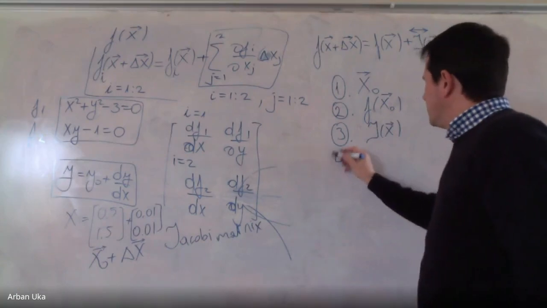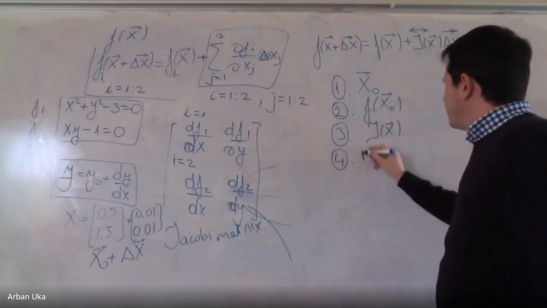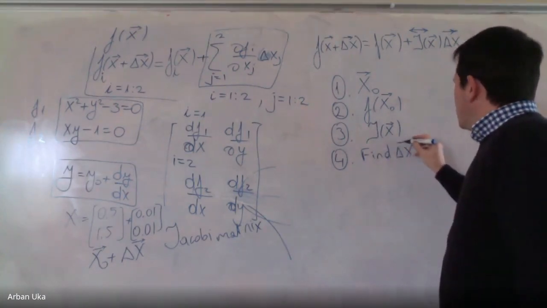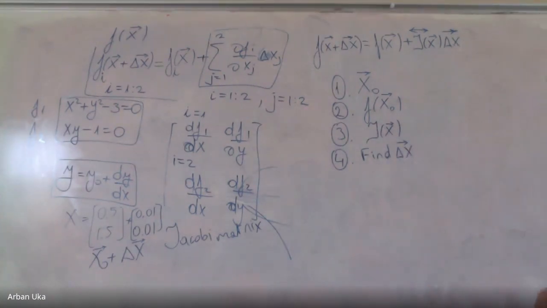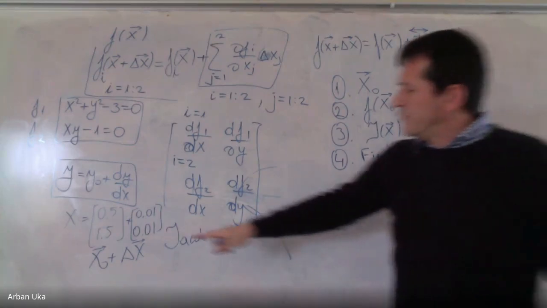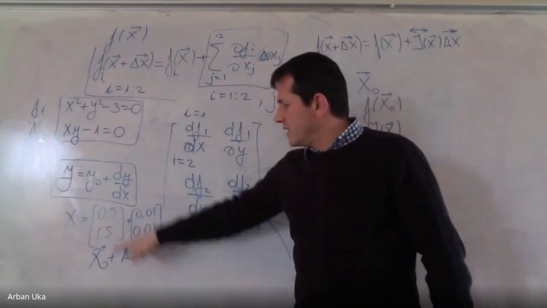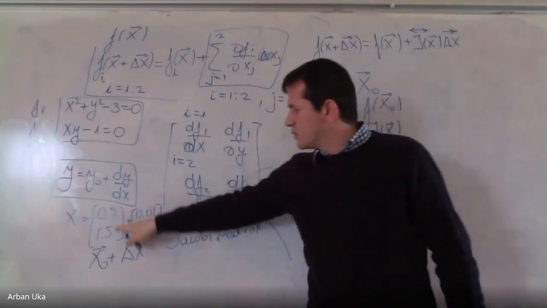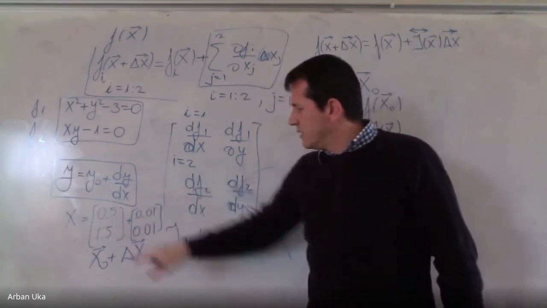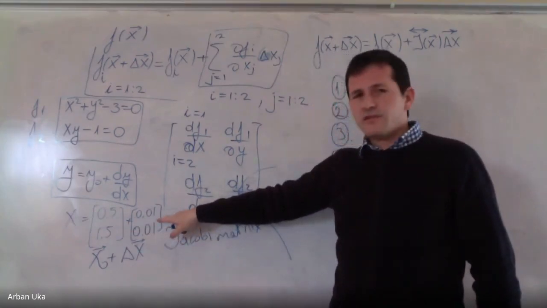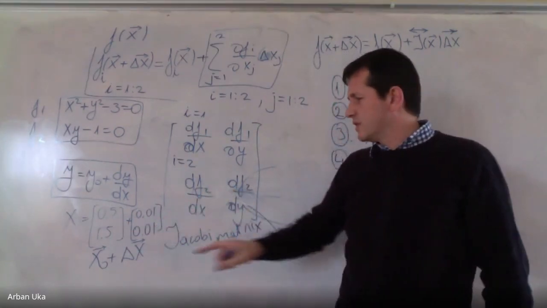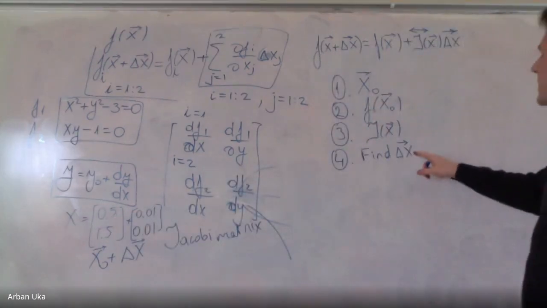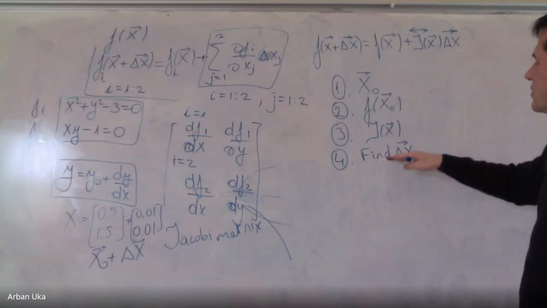find delta x. So we need to estimate what the delta x will be. If we start from a value of 0.5 and 1.5, how much should we assign for the change in these two values? So to this vector, we will have to add another vector, but this is an infinitesimal vector, right? Small values with respect to these. Now, to find the delta x, this is the fourth step.